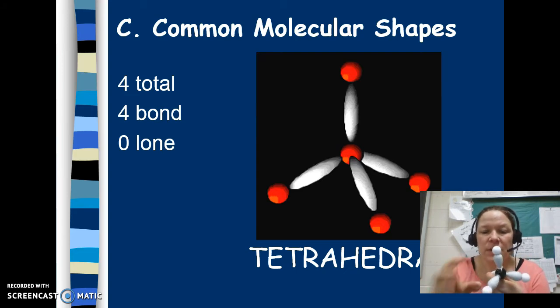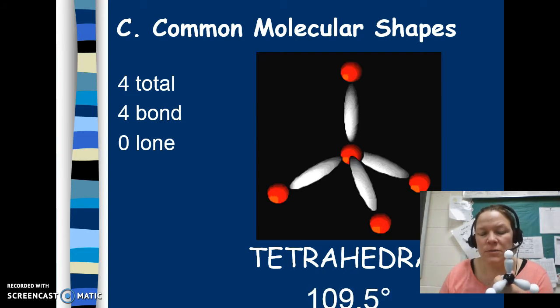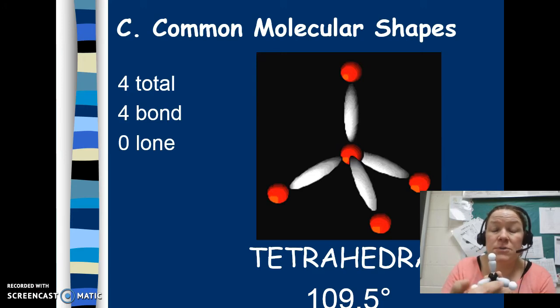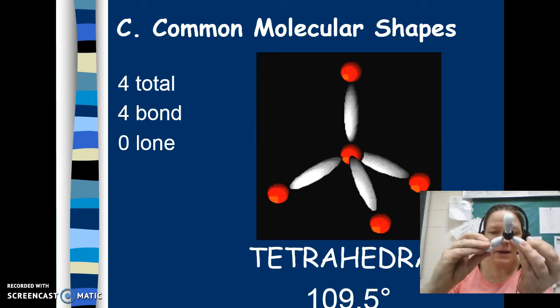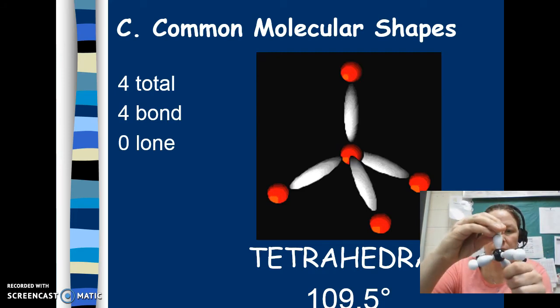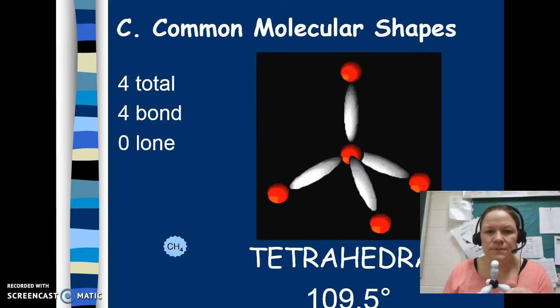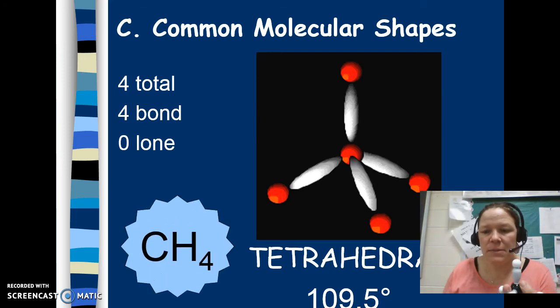And tetrahedral, again, all of the bonds are as far away from each other as possible. So if we had a protractor and we could measure, these would all be 109.5. Okay, 109.5. So again, you want to be building these molecules as we're going through here. And it doesn't matter which way we spin this, all of these bond angles would all be 109.5. Okay, and that's tetrahedral. Methane is an example of that.